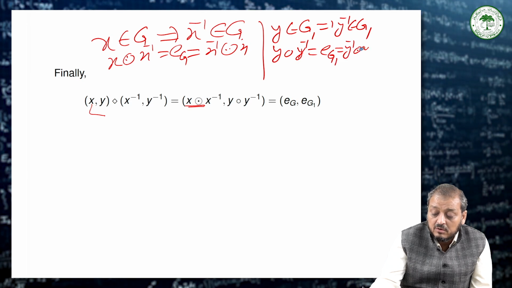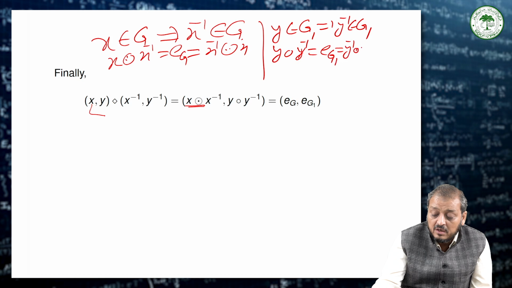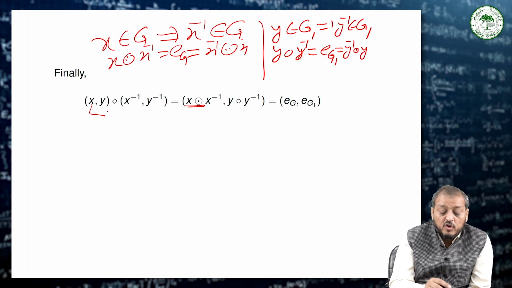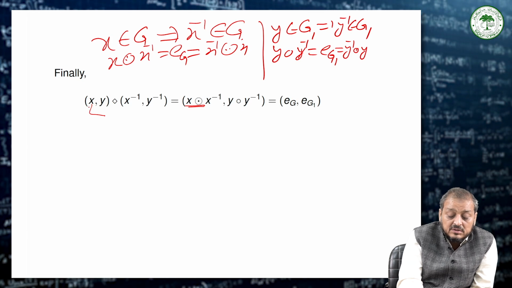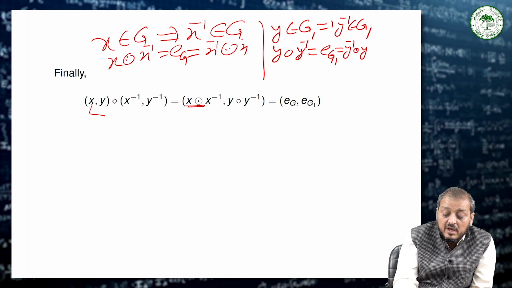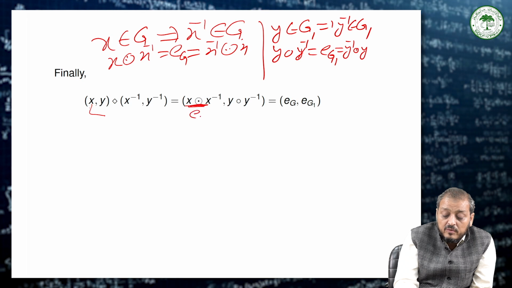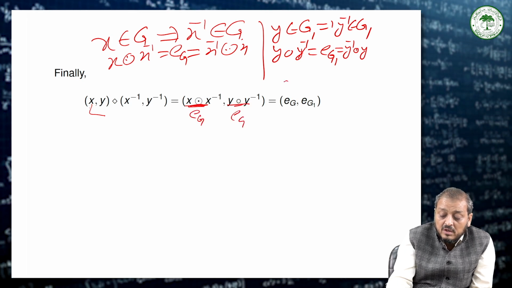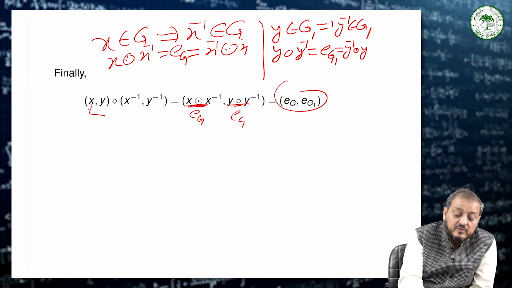Sorry, this is not the other symbol, this one is circle. So you have y, and by the binary operation we define diamond, with x inverse. This is clearly giving e_G, and by this property this is giving e_G1. So this can be written into this form, which means we have shown this.